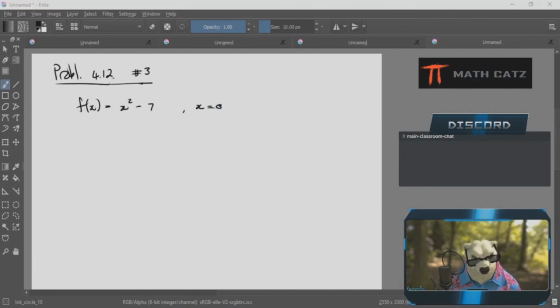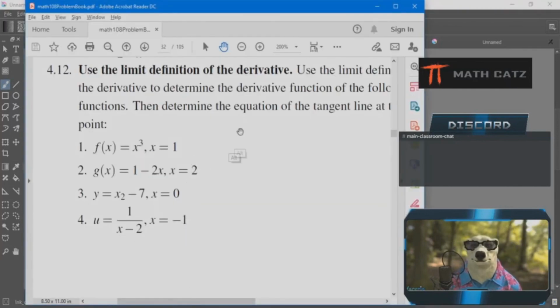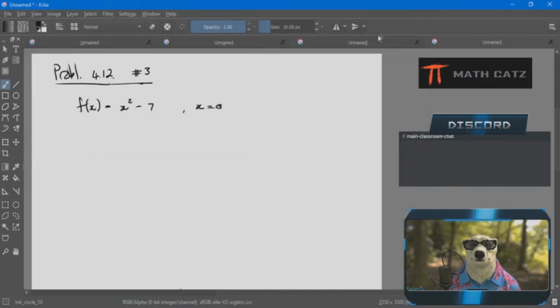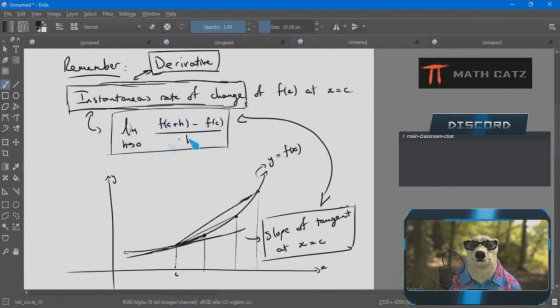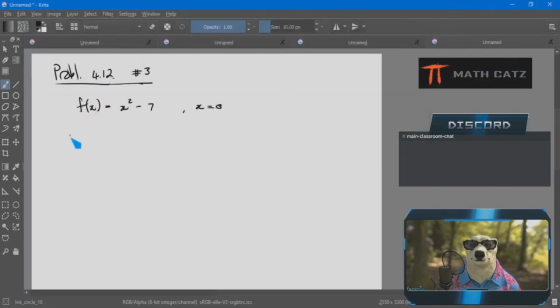All right. Okay, so I can ask many questions here, right? They ask, use the limit definition of the derivative. I now know what that is. It's this box, the limit box. And they want to determine the derivative function at the point that I'm interested in. We'll do the second bit in a second.